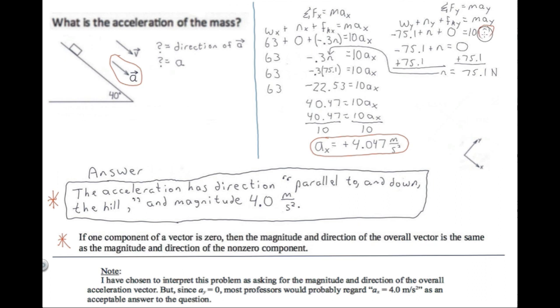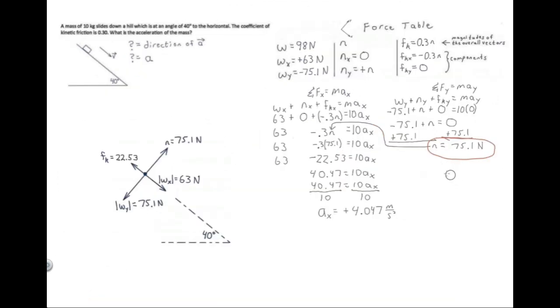A sub y is 0, so the overall acceleration has the same magnitude and direction as a sub x. A sub x is positive. Our positive x direction is parallel to and down the hill. So the acceleration vector points parallel to and down the hill, as I've drawn here. The magnitude of our result for a sub x is 4.047 meters per second squared, which I'll round off to 2 digits in my final answer. Check that your results make sense.